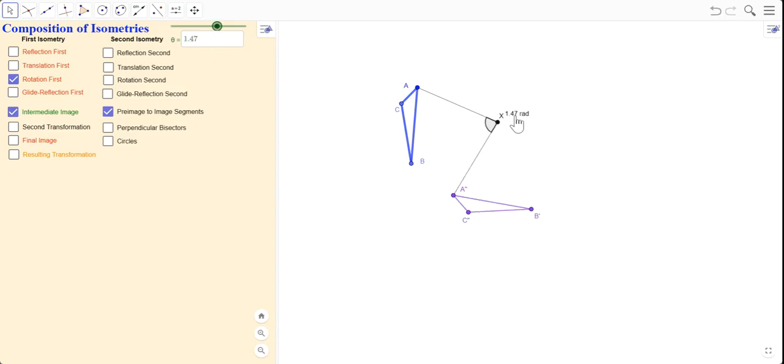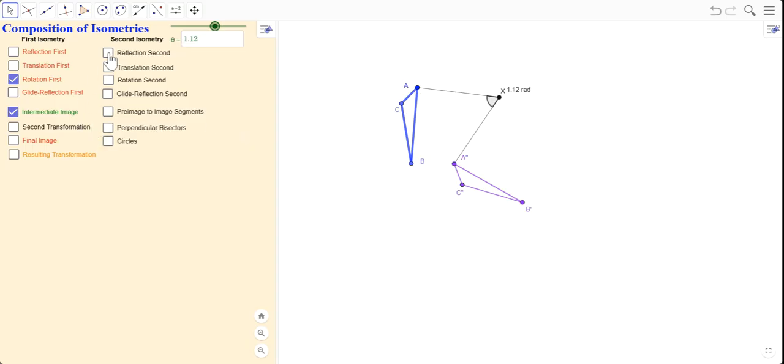So here we are with our first transformation, which is a rotation this time. For this video, it will always be a rotation first, but in this activity, you can select reflection, translation, rotation, or glide reflection first, and you can select the second one over here. We can show lots of interesting related things here. So here we choose the center, and we choose the angle, and the angle is chosen by this here. Okay, it's in radians. So there we have our rotated image.